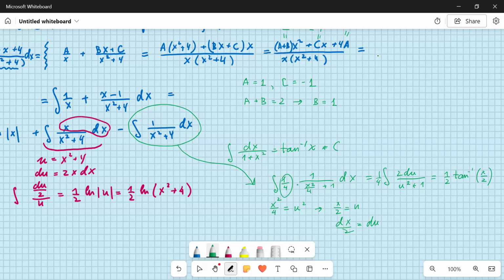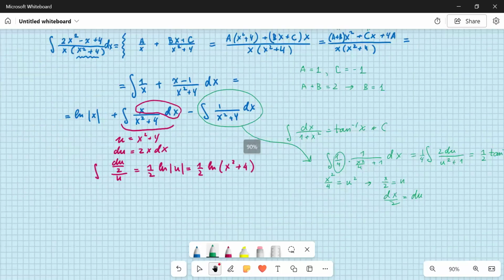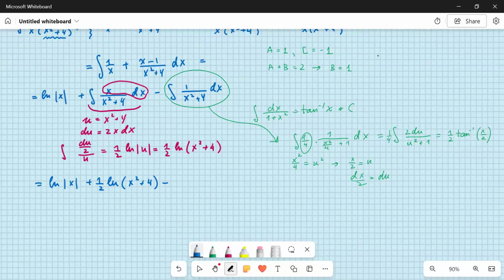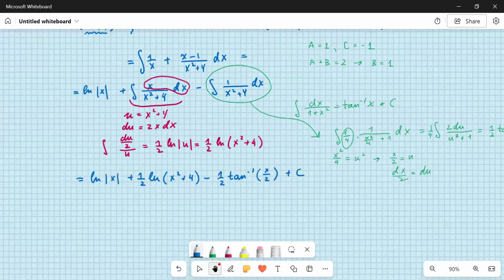So we calculated our last integral. Now we need to combine the whole expression together. I'm going to continue writing down: ln of absolute value of x. My second integral was 1 over 2 ln of x squared plus 4. And my last integral was, oh, I'm supposed to write down minus because there was a minus in front of the integral. Minus 1 over 2 tangent inverse of x over 2 plus a constant. Kind of a long expression.